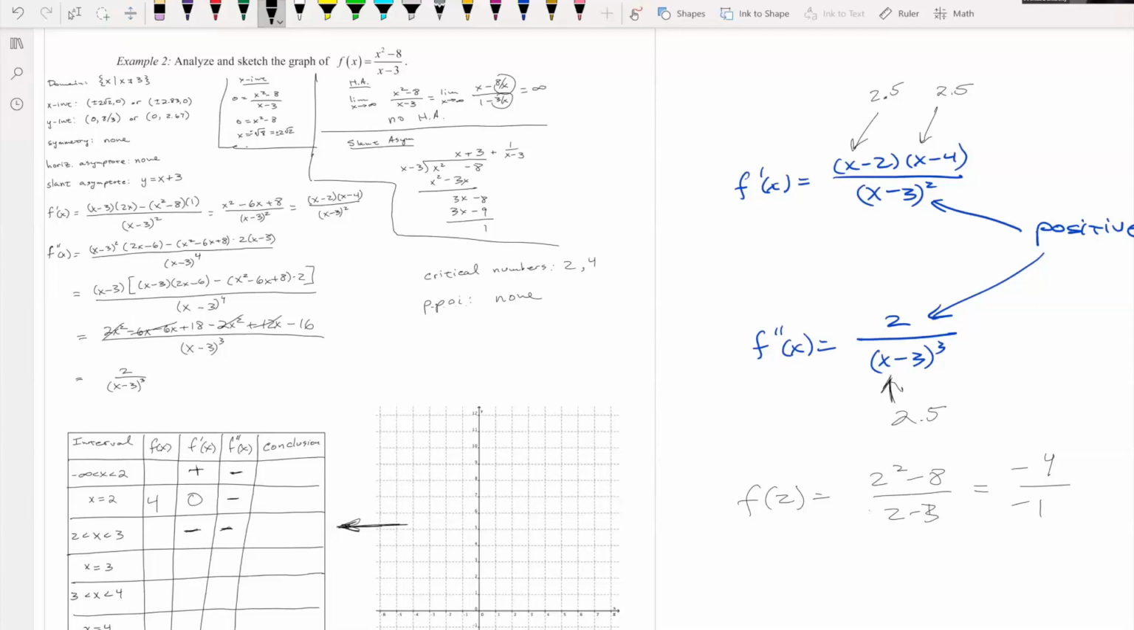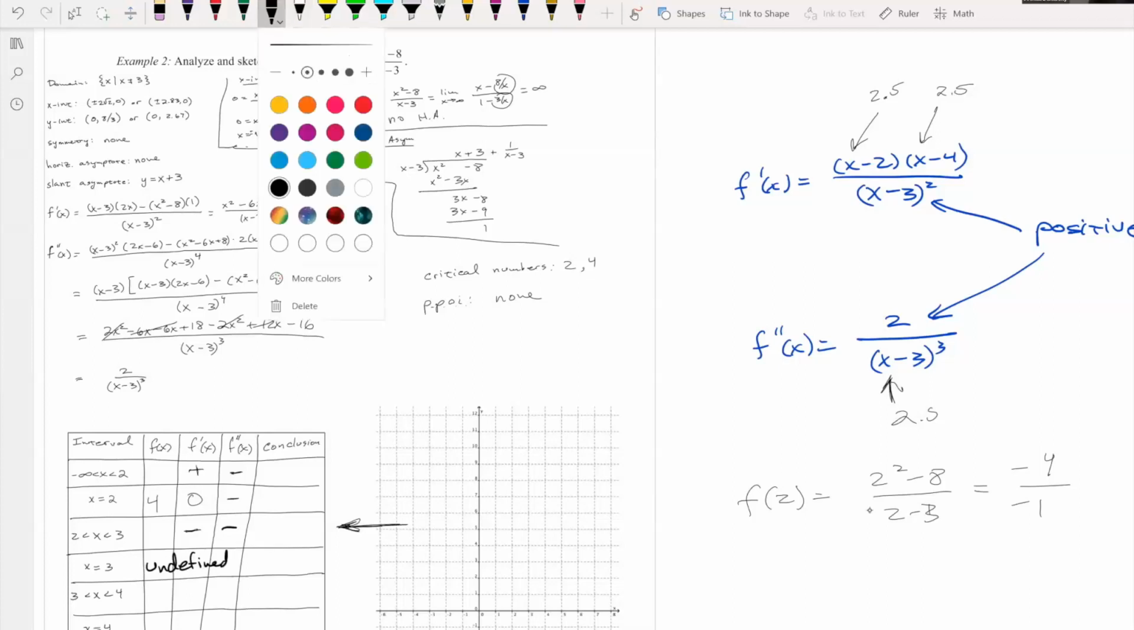Here we are, undefined. And that's where we have a vertical asymptote, right?